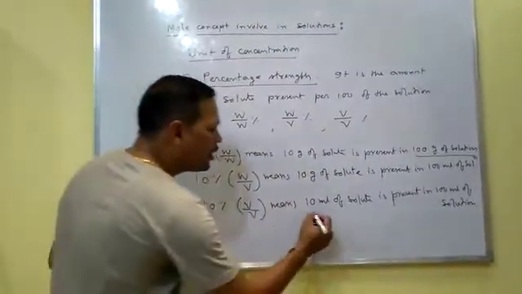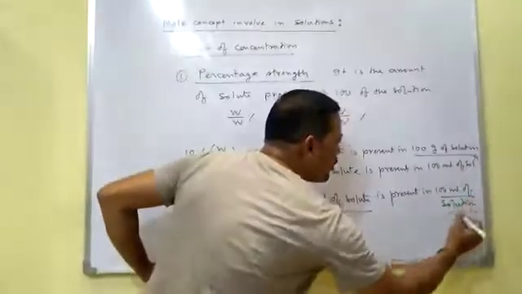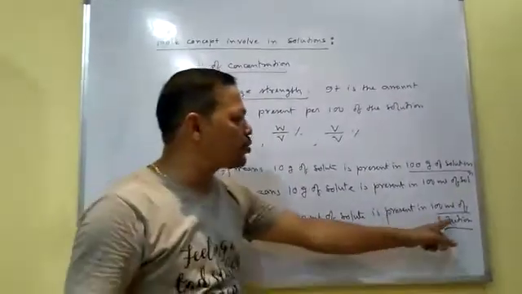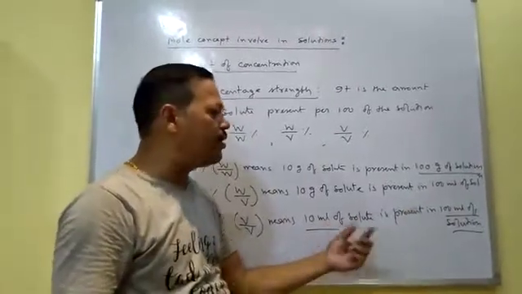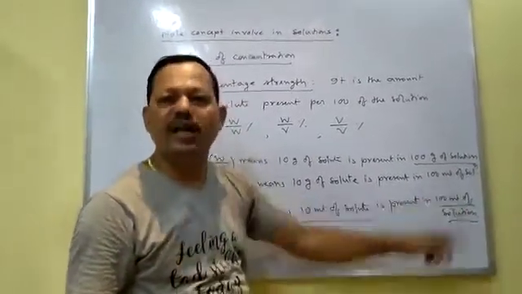In the last one, 10 ml solute, 100 ml solution. 100 ml solution means solute plus solvent combines to form 100 ml. Since amount of solute is 10 ml, so amount of solvent will be 90 ml.